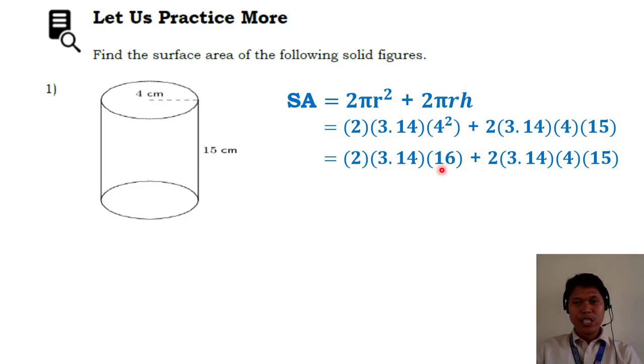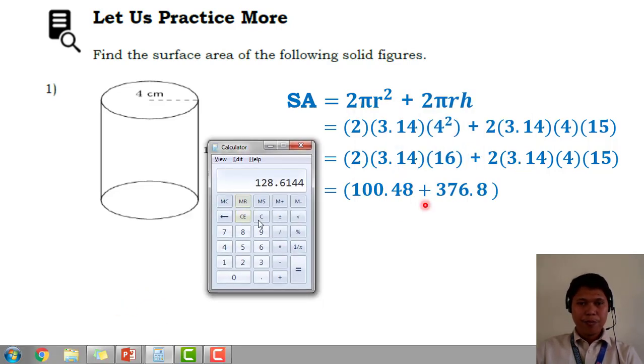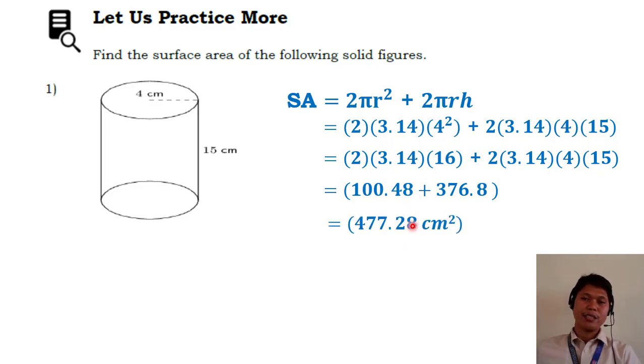So you have this 4 squared is 16. So we are going to check if the computation is correct. So you have 2 times 3.14 times 16, 3.14 times 16 is equal to 100.48, which is correct. And how about this one? 2 times 3.14 times 4 times 15 is equal to 376.8. And then we are going to add them, plus 100.48 is equal to 477.28, and this is correct.